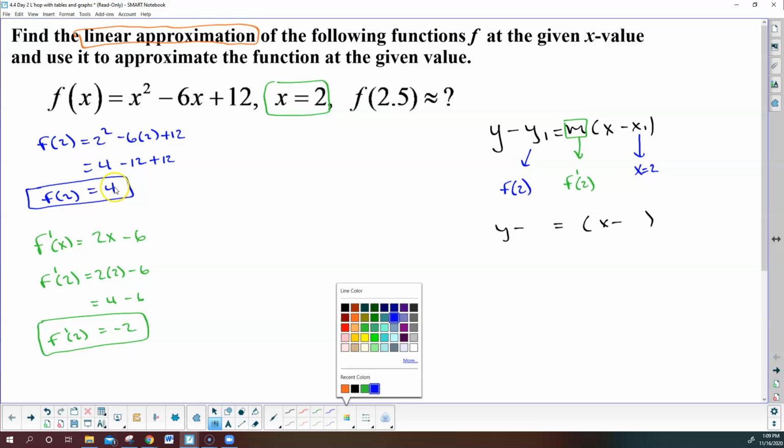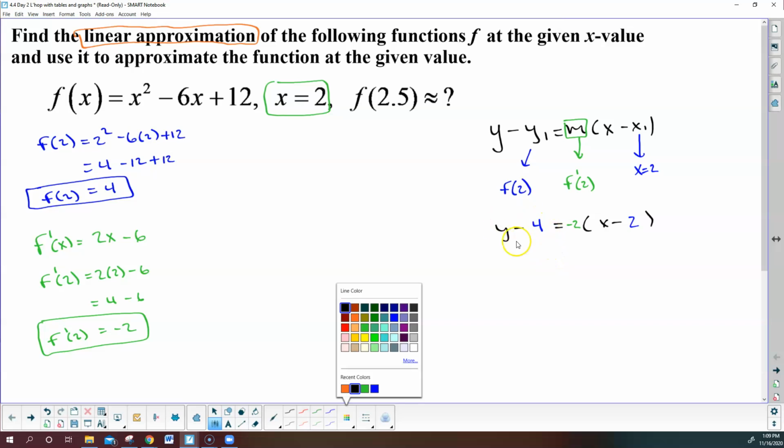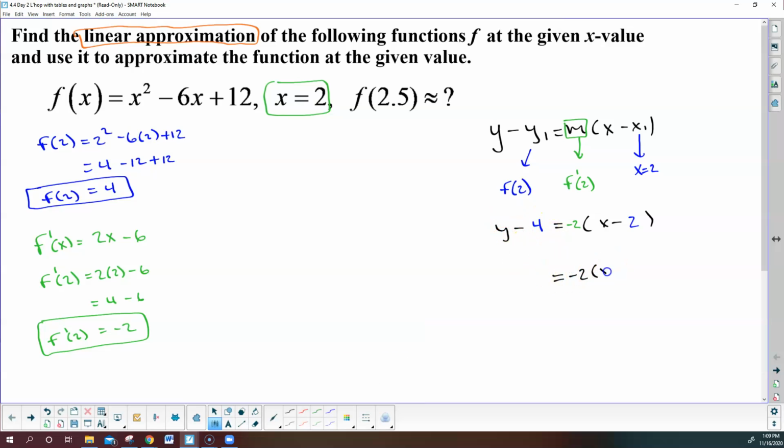So what do we know? We know y1 is 4, I know x1 is 2, and then I know my slope is -2. Now, what I need to do is solve this for y. I'm not going to distribute, and you'll see why in a second. There's no harm if you do. I'm going to add this 4 over to the other side, and then instead of calling it y equals, I'm going to call this f of x. This is the equation for the tangent line.